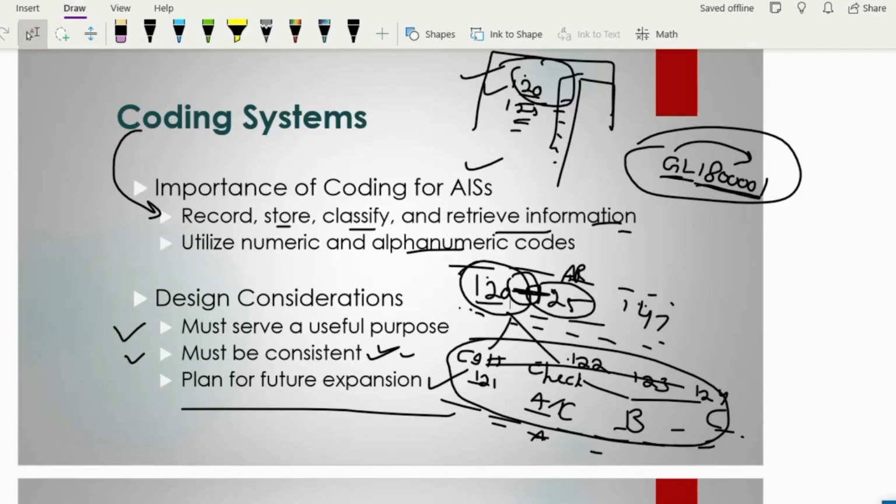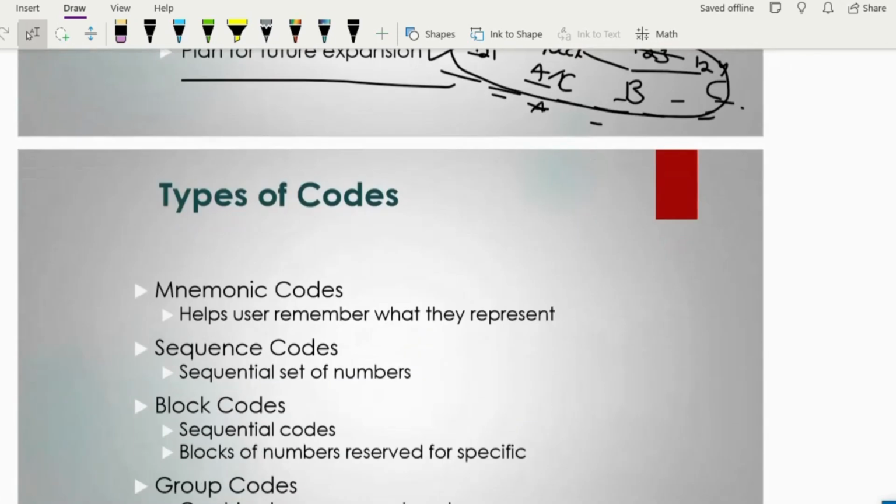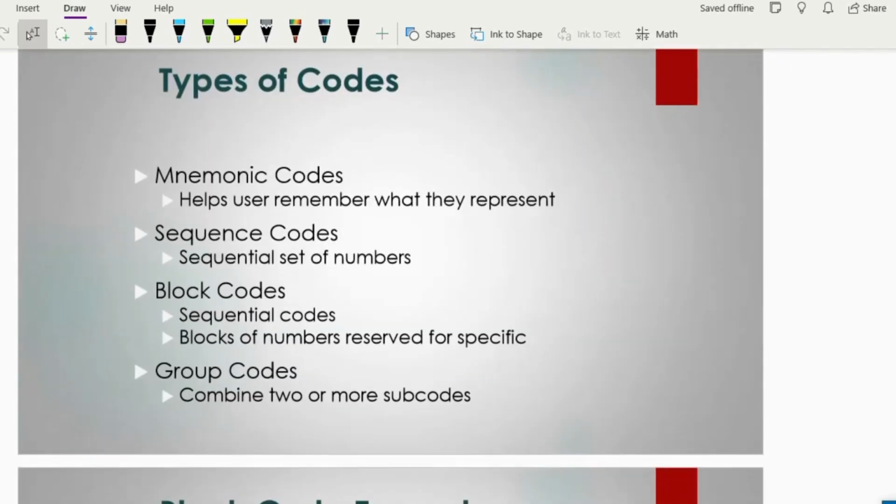Now let's see some more details about this coding. For that purpose, let's have a look at the types of codes. Basically there are four types of codes, starting with the mnemonic codes. When I say mnemonic codes, I mean they should help the user remember what these codes represent. Like a few minutes back I gave you the example of all the asset accounts with 100, so that will remind them that it's an asset account.